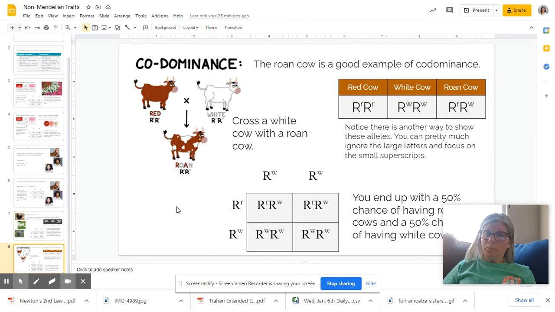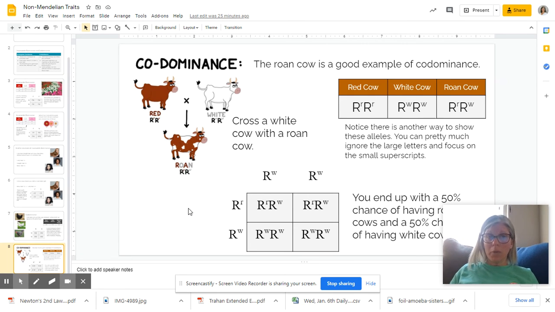The roan cow is a perfect example of how codominance works. We also have roan horses. Roan is the coloring that we call a cow when it has a combination of that reddish coat and the white coat.